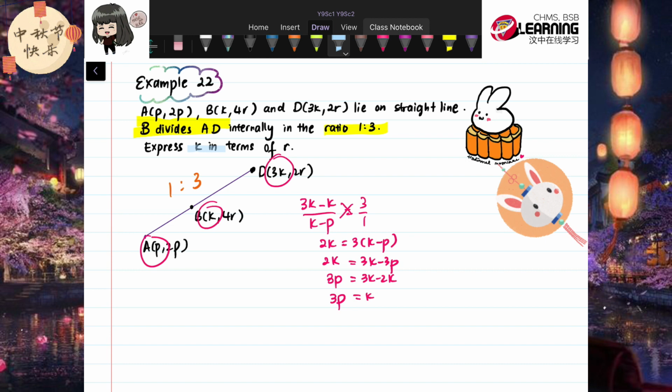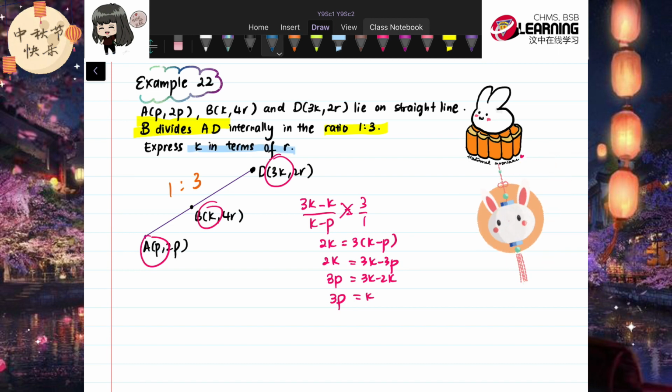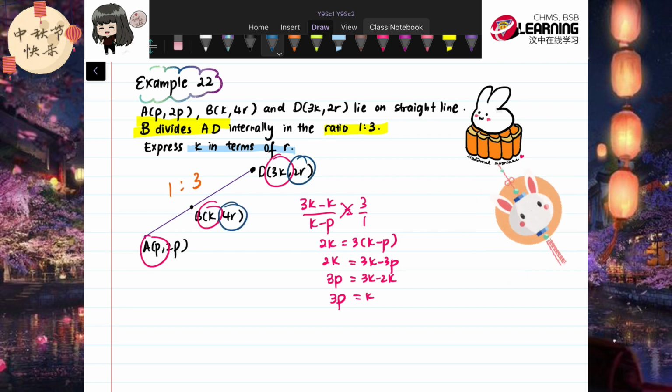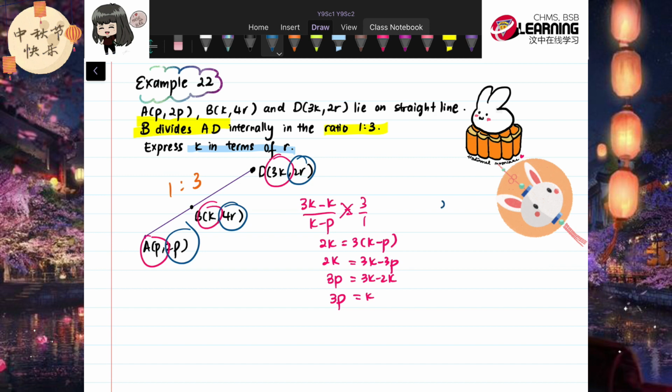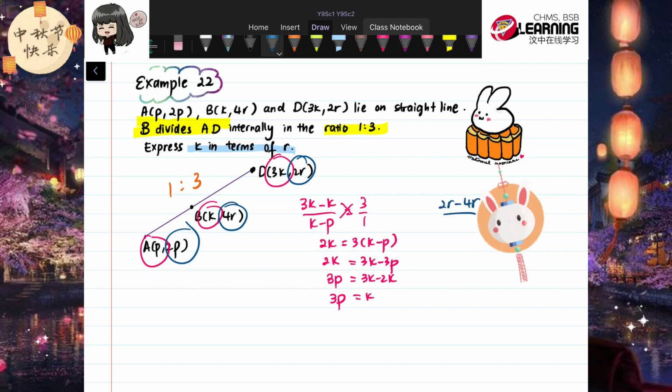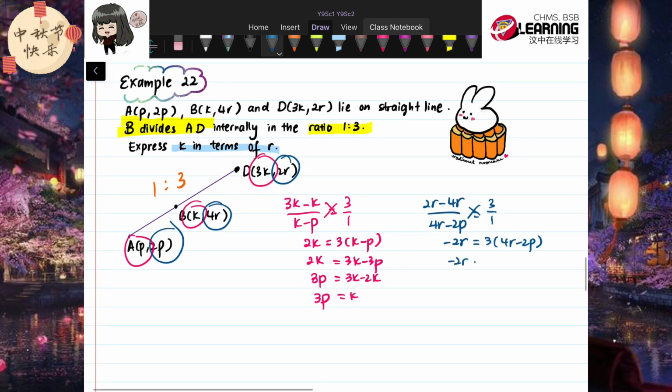But now here they want k in terms of r, or this is k in terms of p. Okay, this is k in terms of p, so this is not the final answer yet. So we're going to use the other one, the y, okay, to find it. So 2r minus 4r over 4r minus 2p equals to 3 over 1. We cross multiply as well. Equals to 3 bracket 4r minus 2p. So negative 2r equals to 12r minus 6p.